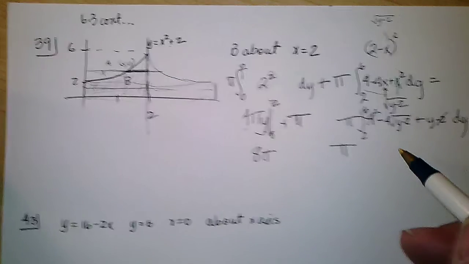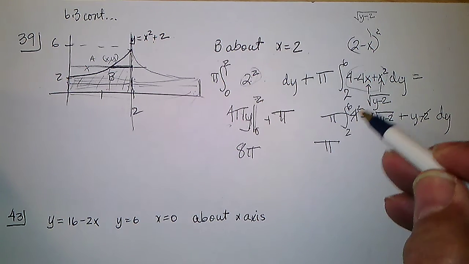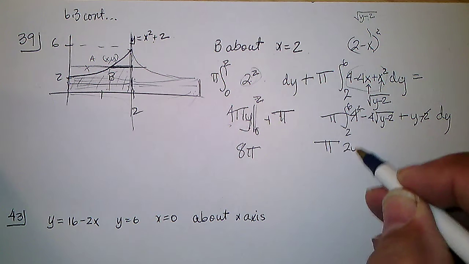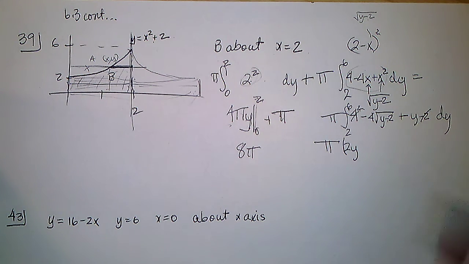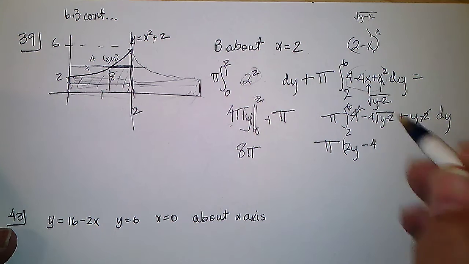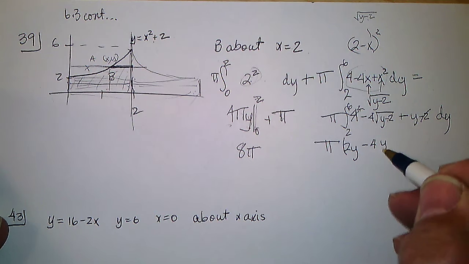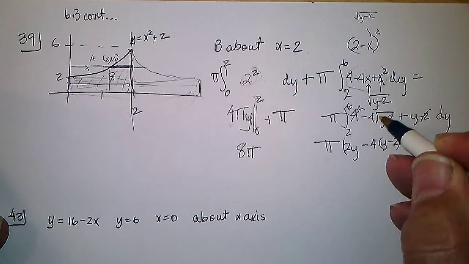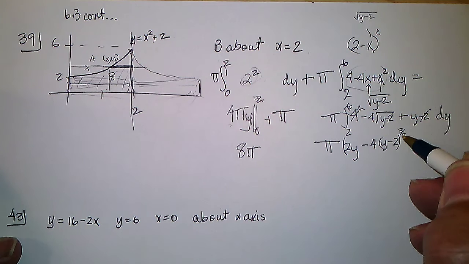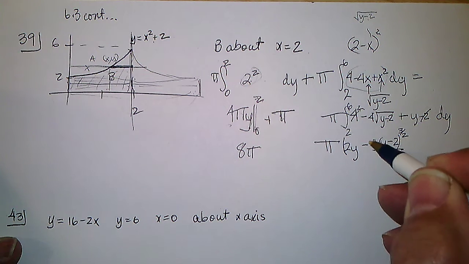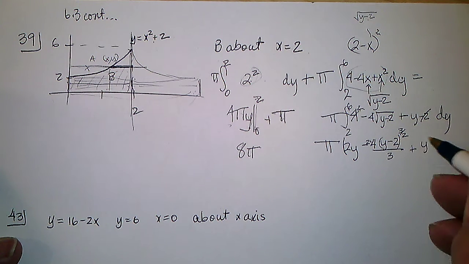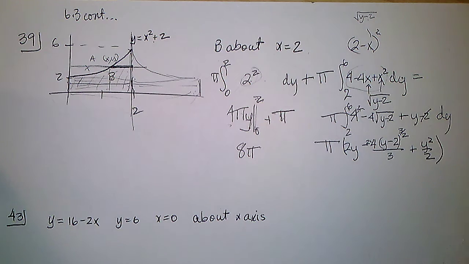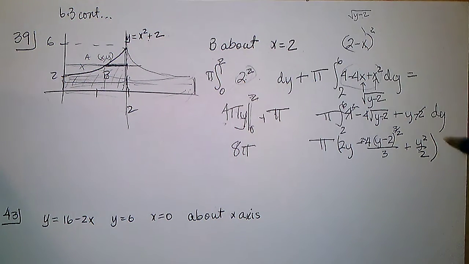pi, 2 integrated is 2y. And as you saw before from the substitution, this is just going to be minus 4 times y minus 2, not to the 1/2, but up to the 3/2, divided by 3/2, plus y integrated is y squared over 2, evaluated from 2 to 6.